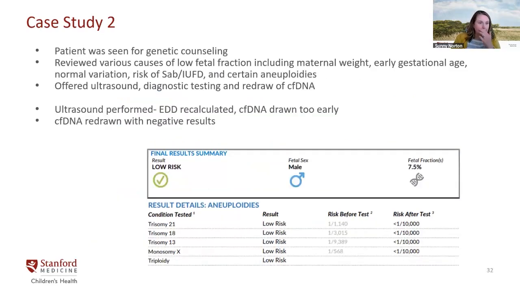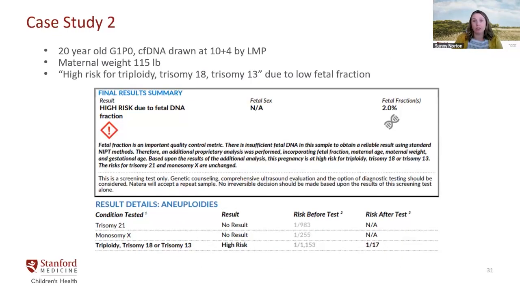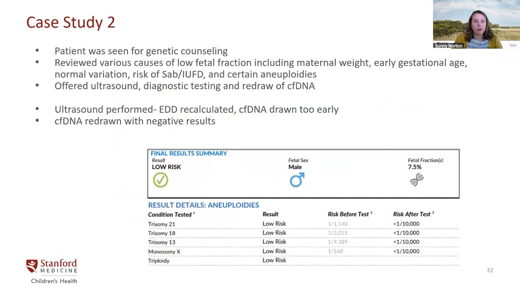She was seen for genetic counseling. We reviewed the different causes of low fetal fraction, including maternal weight, early gestational age, and normal variation. We offered diagnostic testing and an ultrasound. And the ultrasound showed that she was actually much earlier in pregnancy than originally thought. Her EDD was recalculated, and we determined that her previous cell-free DNA was just drawn too early. So she had it redrawn, and results came back negative.